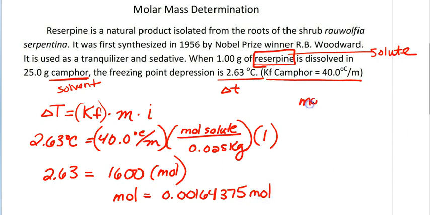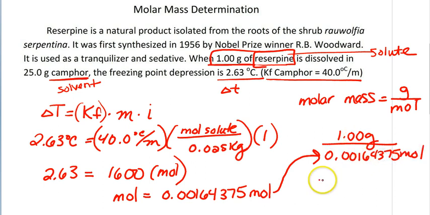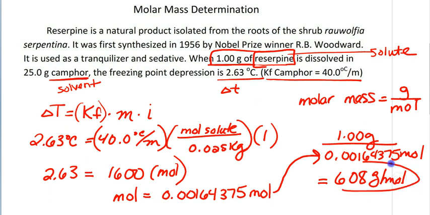And if you remember, molar mass, the unit, is equal to gram over mole. Now, we are given 1 gram of reserpine. So that is our mass given of our solute, and we calculated our mole, so we're going to plug that in here on the bottom. Divide that out to get our molar mass, which is approximately, keep 3 sig figs, 608 grams per mole. And then just make sure that that makes sense.